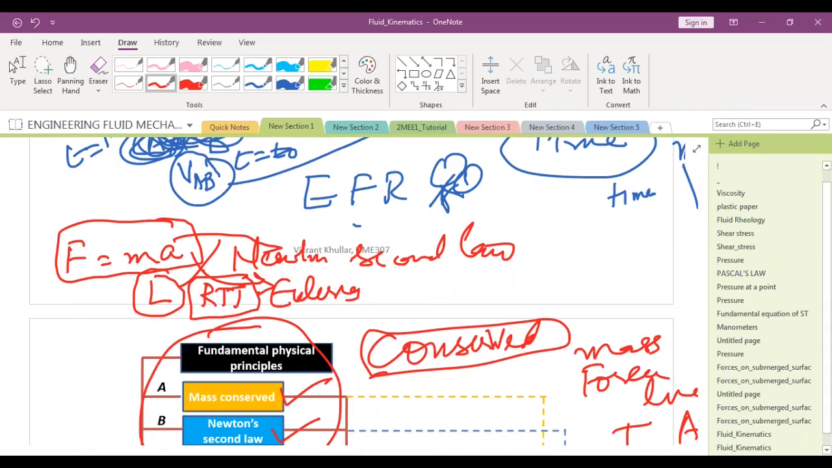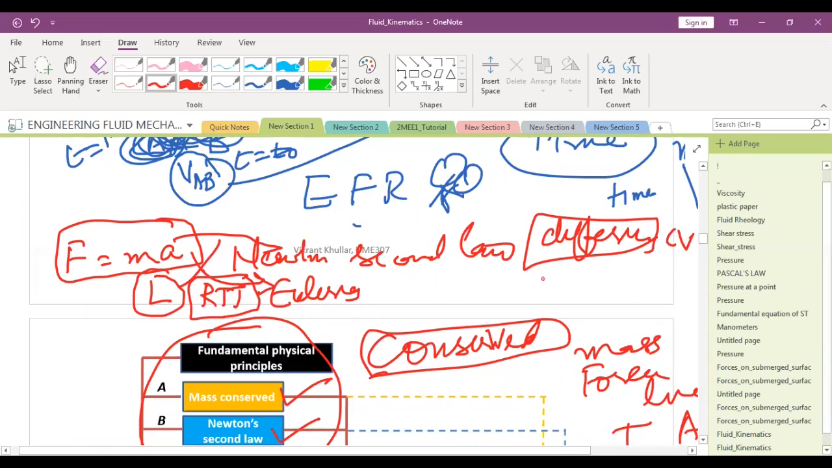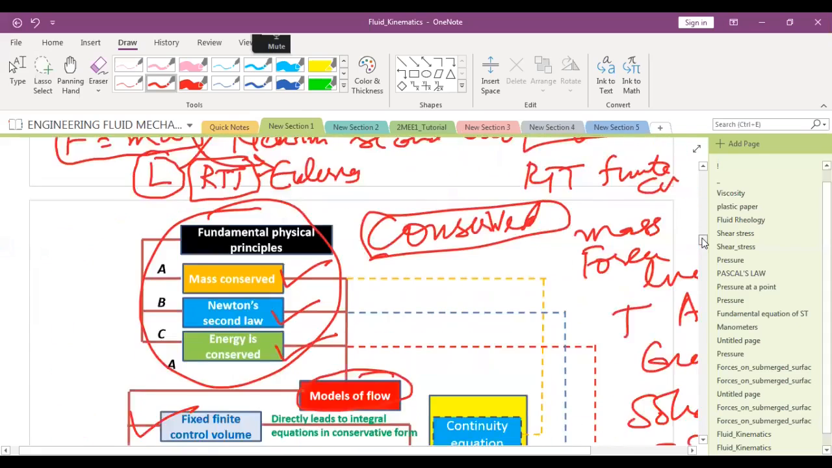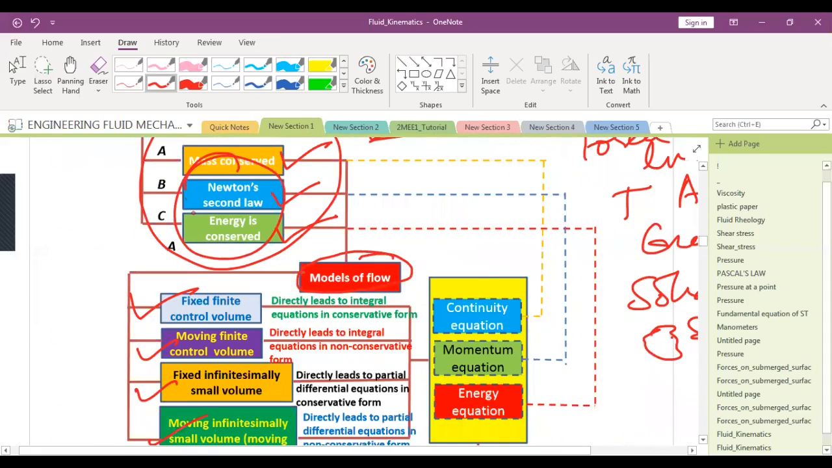So you should be very clear that you apply the substantial derivative concept for differentially small elements or differentially small control volumes, and you apply Reynolds transport theorem for finite size control volume. So you can think that when you apply these laws to a finite control volume, what kind of equation will you get? It is a finite control volume, so you will get integral equations. When it is infinitesimally small, you get partial differential equations.